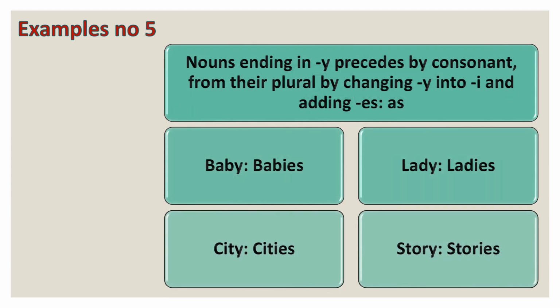Number 5. Nouns ending in y preceded by a consonant form their plural by changing y into i and adding es, as babies. We drop y and we put ies. And ladies, we drop y and put ies. In cities, we drop y and put ies. In stories, we drop y and put ies.